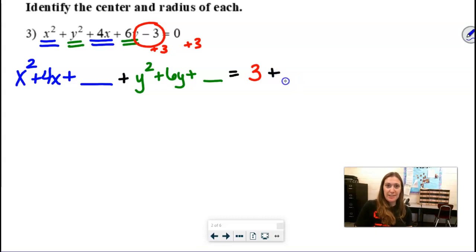So since I'm allowed to add things around on this equation, I'm going to do the same to the right side. I'm going to add the blue blank again and the green blank again. And that's how I'm going to keep it balanced. So now you're like, well, now what goes in the blank?